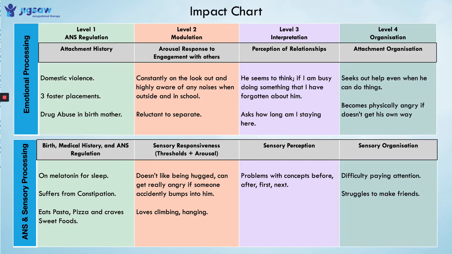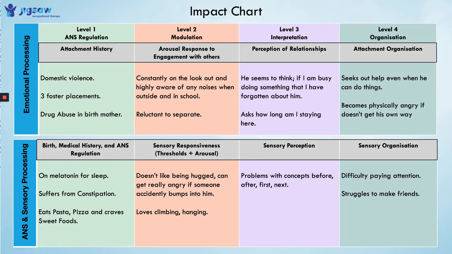So we'll start here at level 1 and begin at the top with emotional processing. Now, as you can see, this section begins to look at your child's attachment history. And what we mean by that is details of their birth parents, of their early life experiences, and their early development. So, as you can see from the example here, perhaps the child was subject to domestic violence, either in the womb or once born, and now the stress from the birth parents continues to trigger an early stress response in your child.